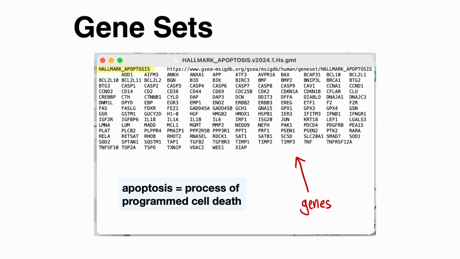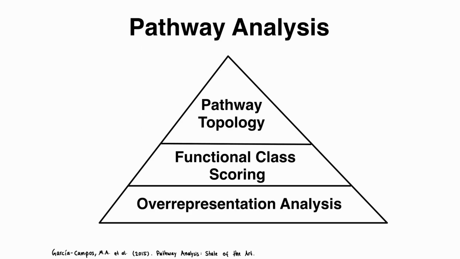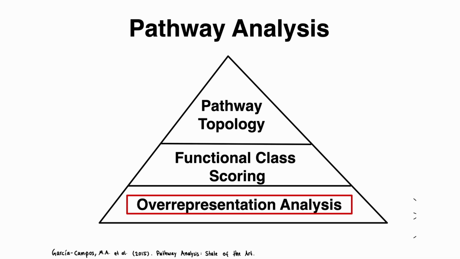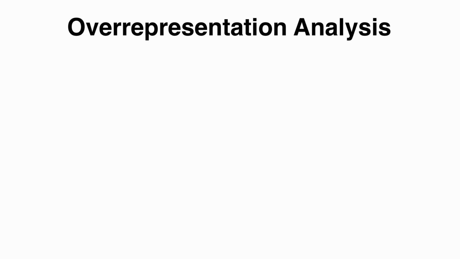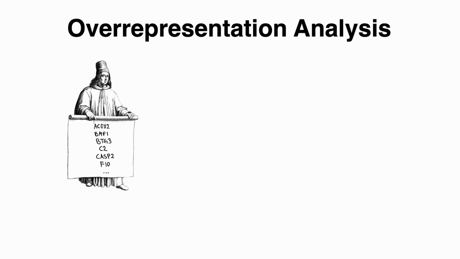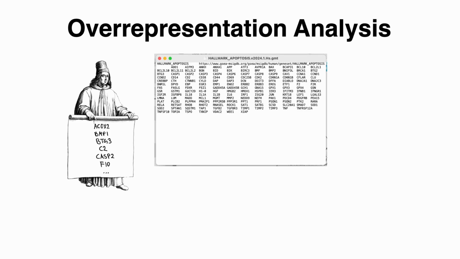But how do these gene sets help us with a list of differentially expressed genes? The key is pathway analysis. There are many approaches and softwares of varying complexity. My goal is to give you an intuition on how they work by taking a closer look at the most basic method, overrepresentation analysis. The two ingredients for overrepresentation analysis are a list of differentially expressed genes and gene sets.